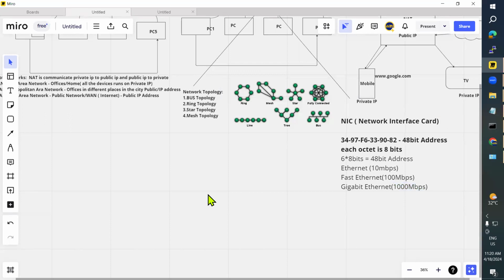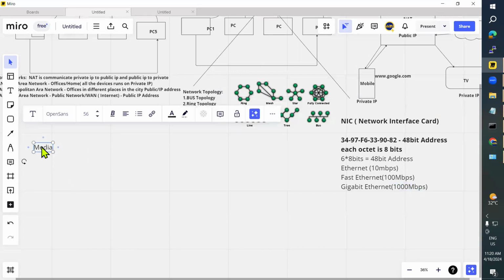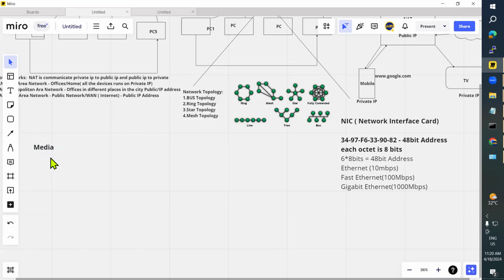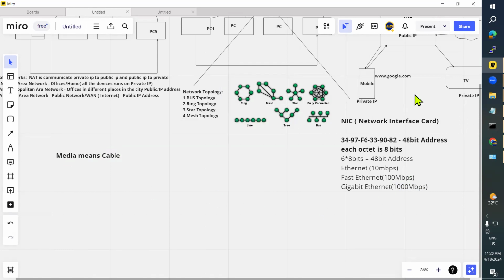Okay. So coming to media. What is media? Media is not a news channel. We thought media is a news channel, right? Sorry. Not a news channel. Media means, see, media means cable. Simple. Media means cable.